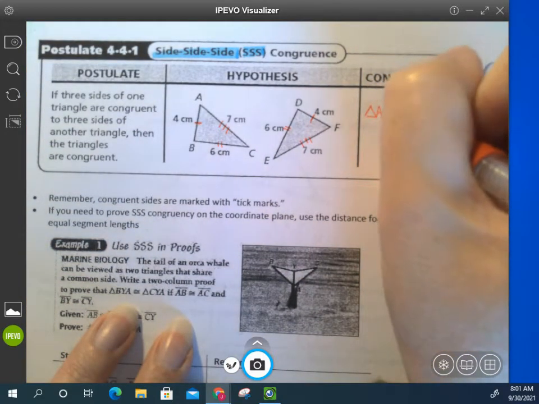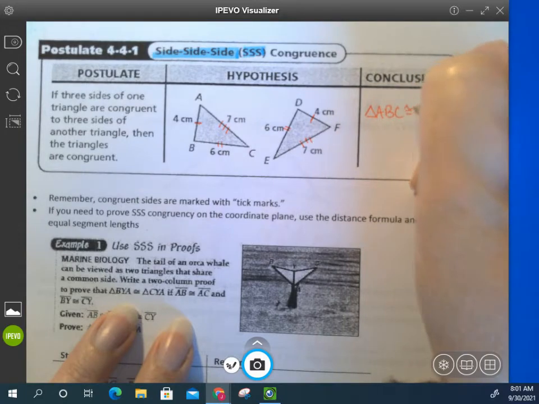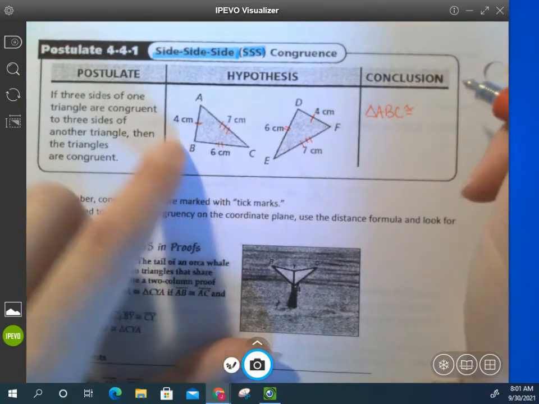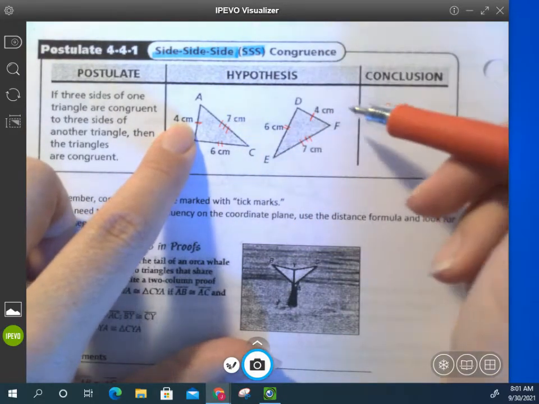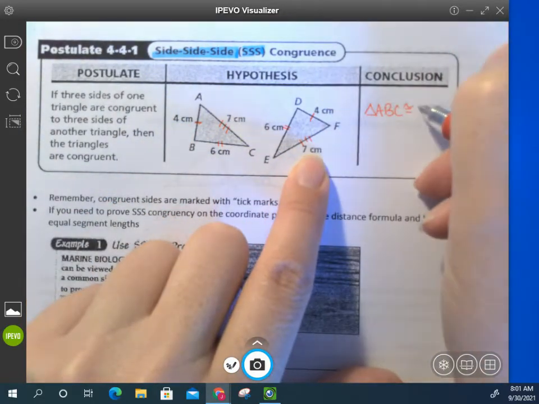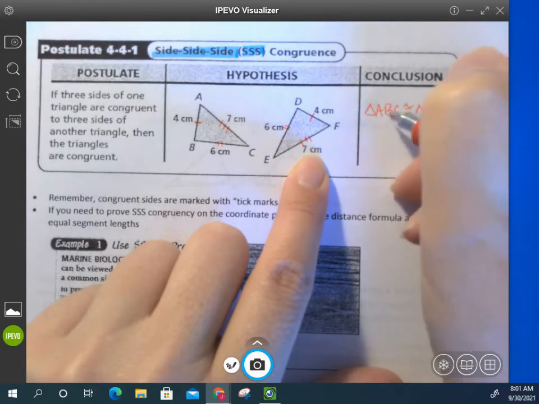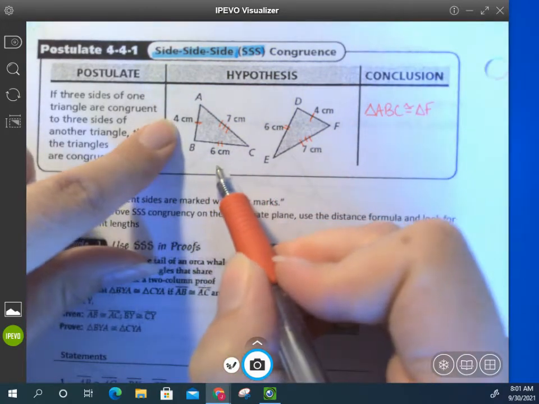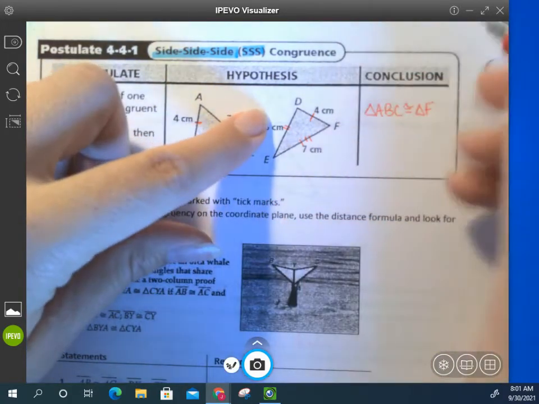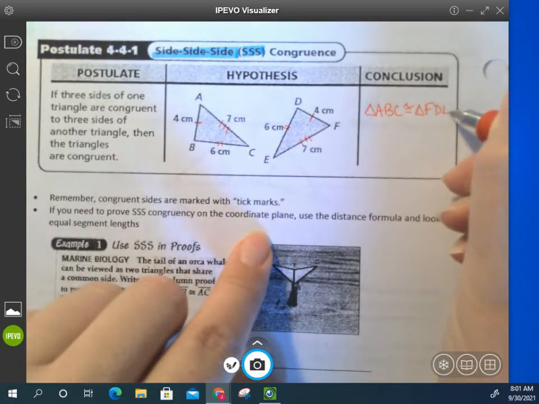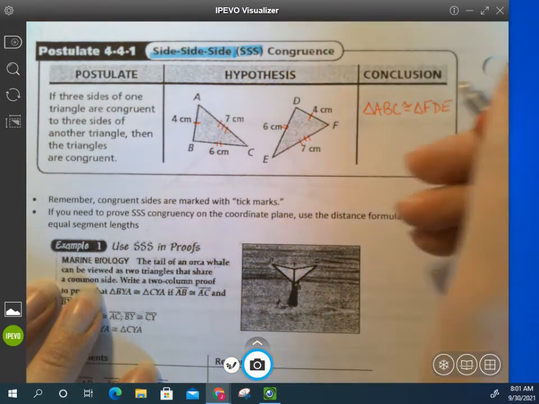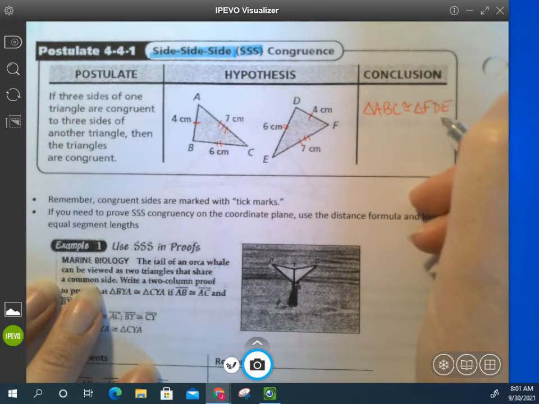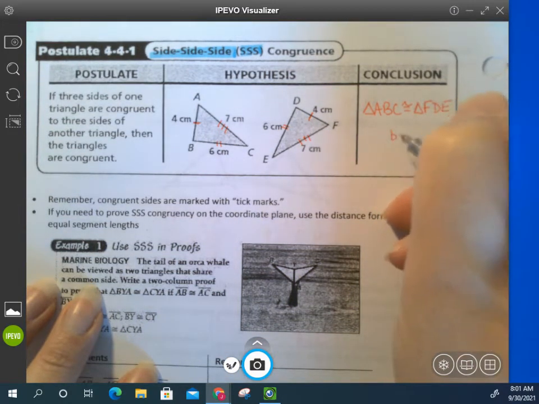Triangle ABC is congruent to, all right, did you name it right? Let's see. I did A, which was formed by the 4 and the 7. So you said F, I agree. I did B, which was formed by the 4 and 6. So D, and then E. So the order does matter. So triangle ABC is congruent to triangle FDE by side, side, side.